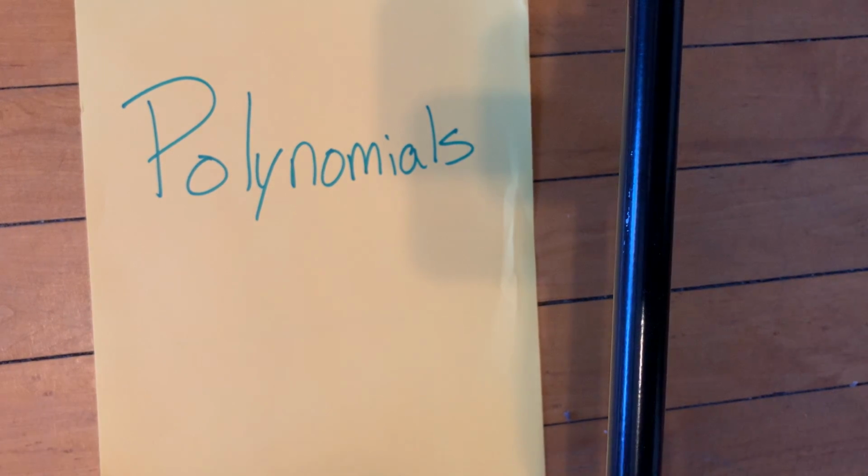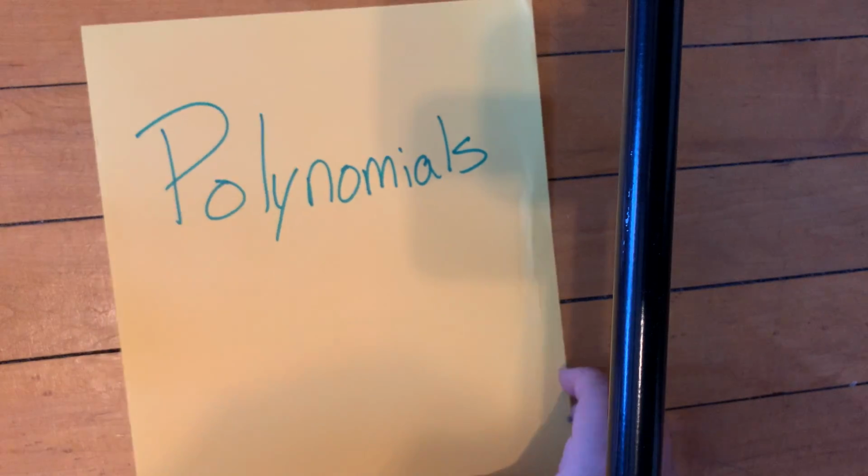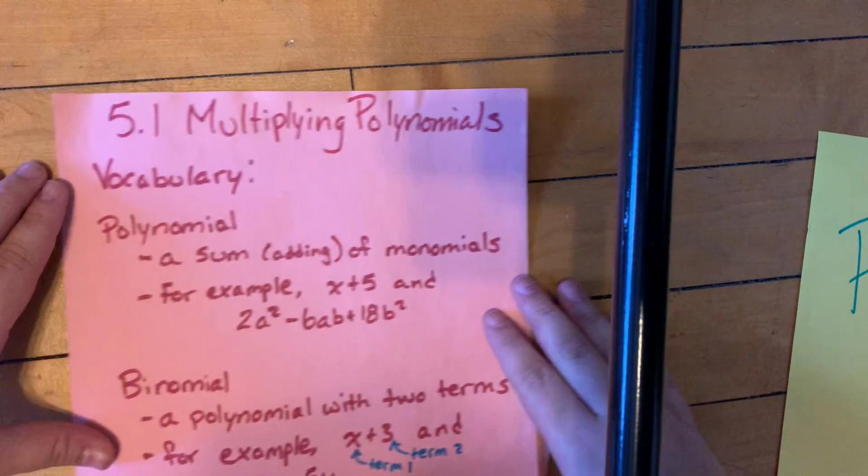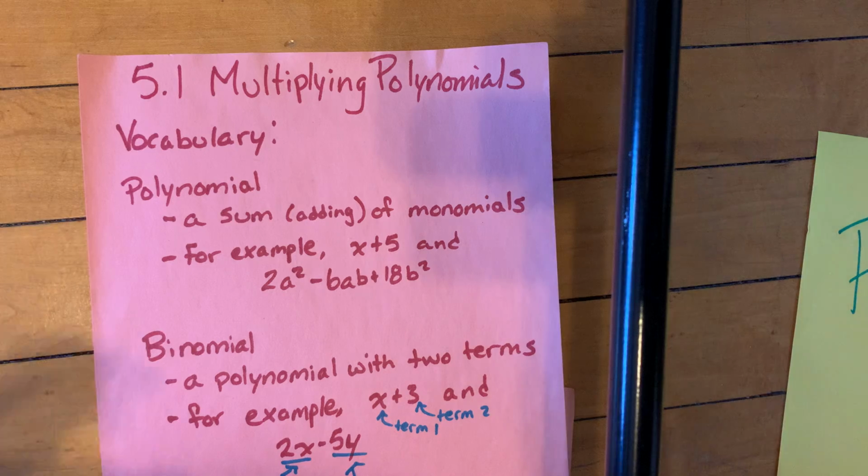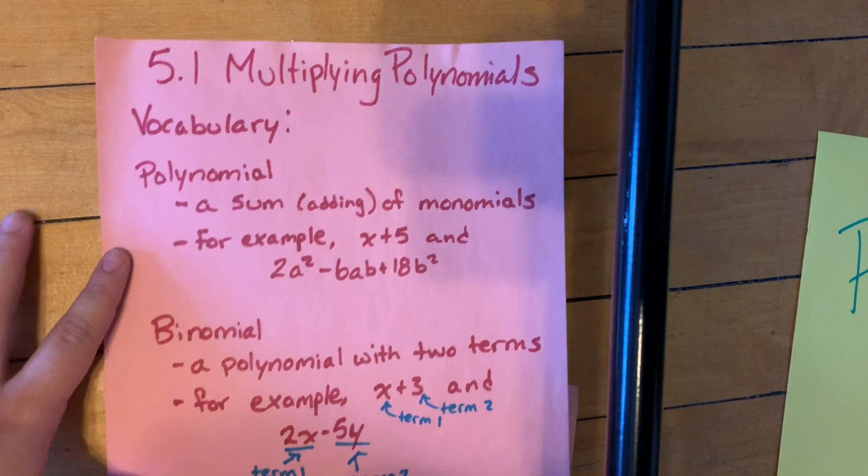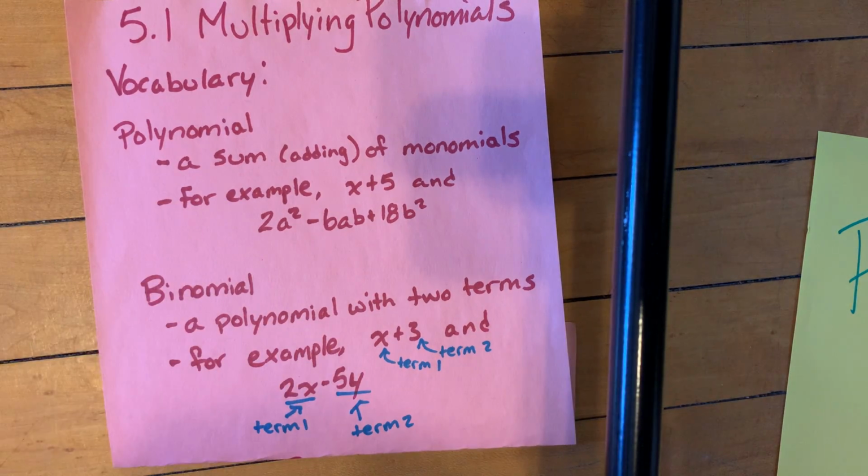We are now moving on to our next chapter of polynomials, so I'm going to start with some vocabulary. Section 5.1 is talking about multiplying polynomials. A polynomial is the sum, so when you add, of monomials. For example, x plus 5 and 2a squared take away 6ab plus 18b squared.